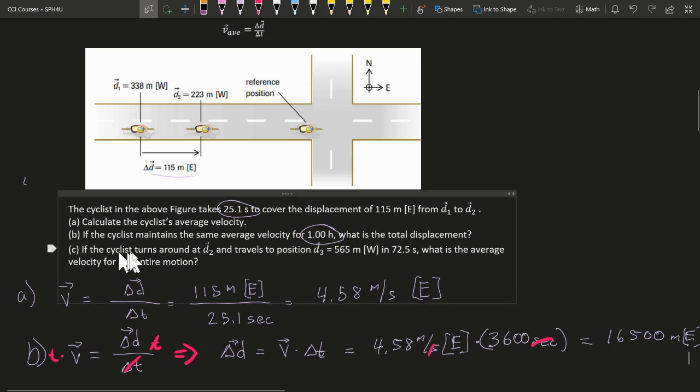There we go. Now, if the cyclist turns around at position 2 and travels to position 3, which, I guess, looks like it's off the map, which would be, oh no, where is position 3? 565 meters west, which I guess would be over here somewhere. So this would be a different situation. So here they're sitting at position 2. Okay.